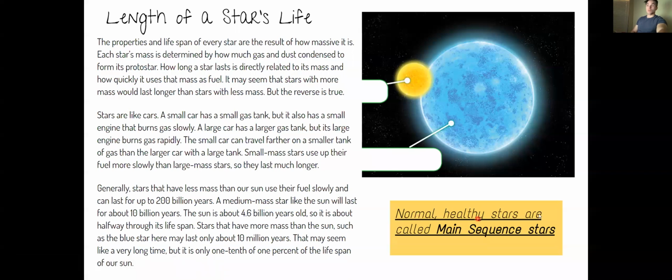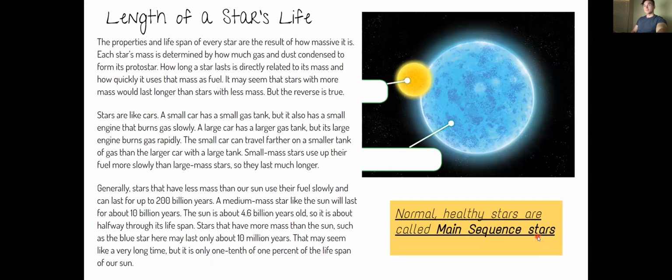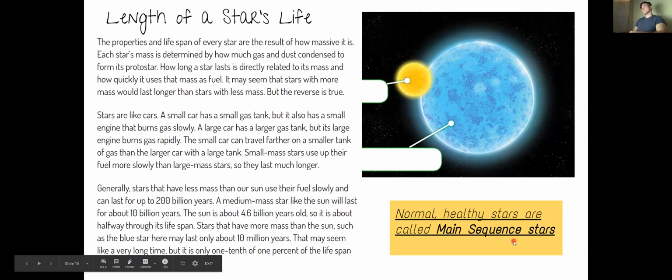You do have to know that a normal healthy star in the middle of its life is called a main sequence star. If you want to write that down, Elena. Main sequence star.